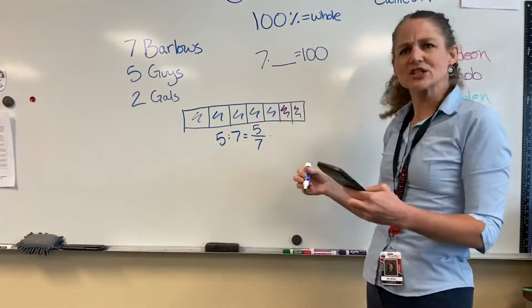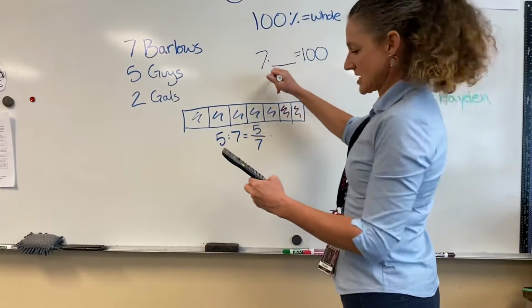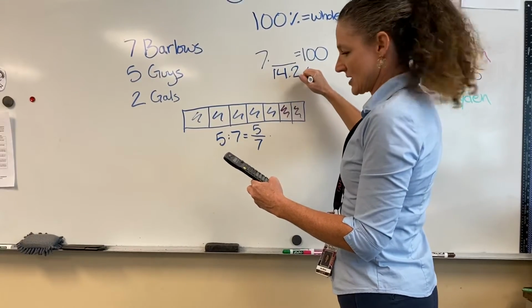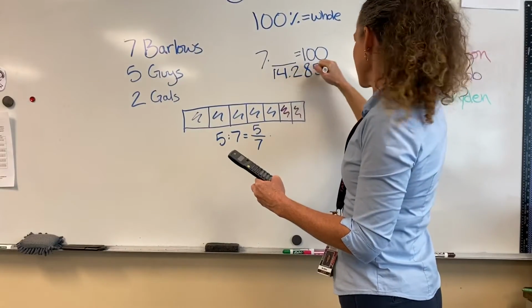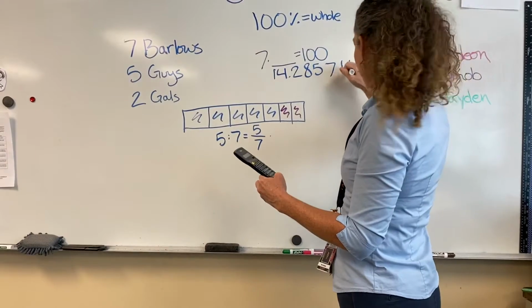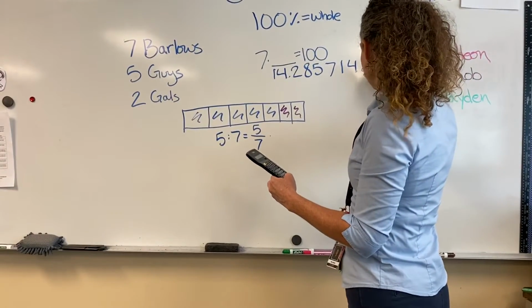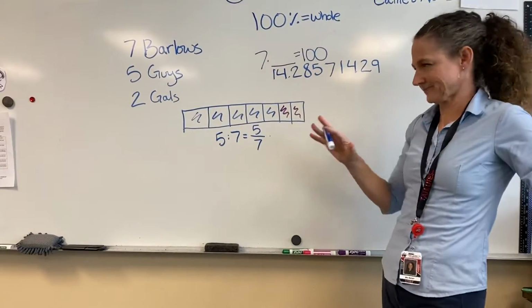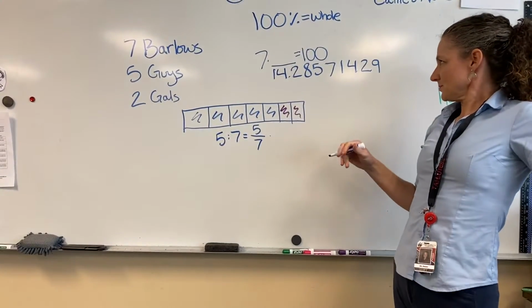Oh, Ashley, you were super close. It's 14. Holy smokes, I was so close. 14.2857142857... Okay, so here's the deal. I don't want to do the 2, 8, 5, 7, 1, 4, 2, 9.